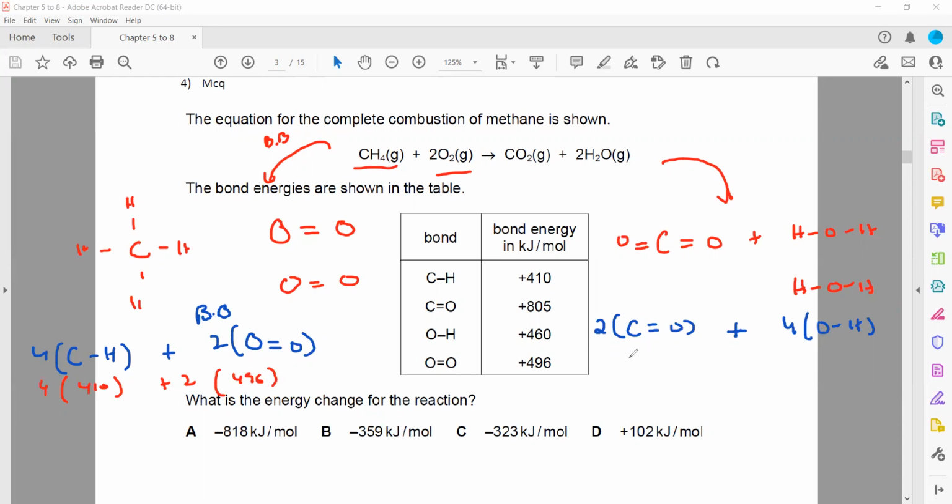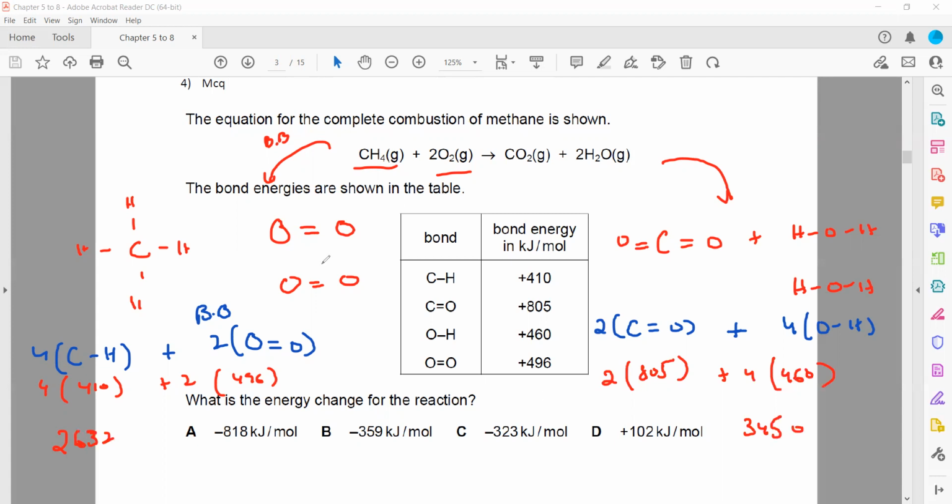So this will be the bond breaking energy. Calculate this bond breaking energy. How much is this? 4 into 410 plus 2 into 496. So this is the bond breaking energy, 2632 kilojoule per mole. And the bond forming energy is 2 multiplied by the C=O bond, that is 805, plus 4 into the O-H bond, that is 460. What's the answer for the bond forming energy? 3450.